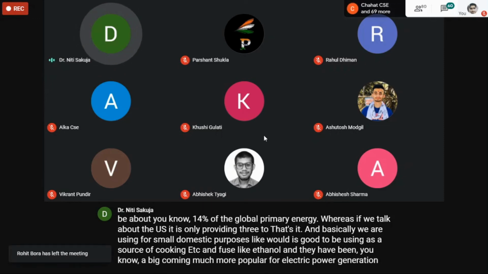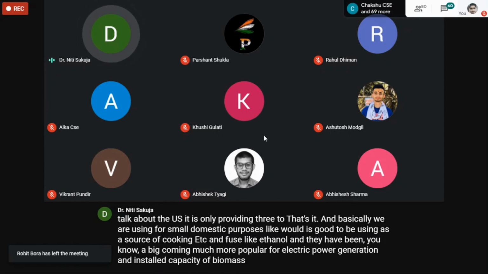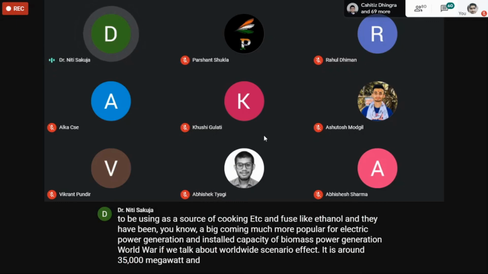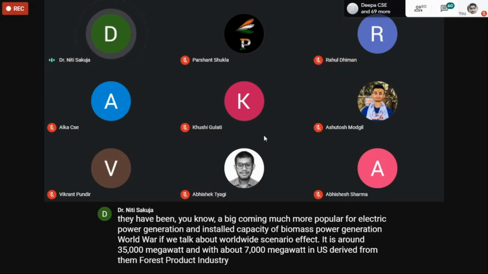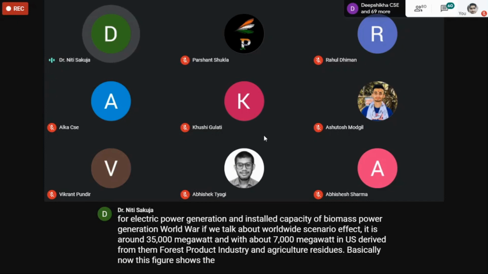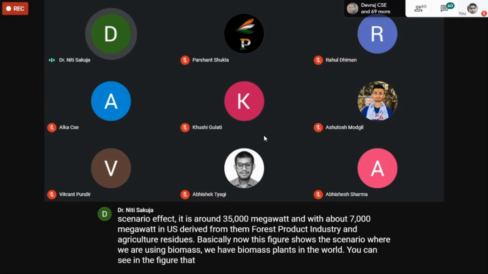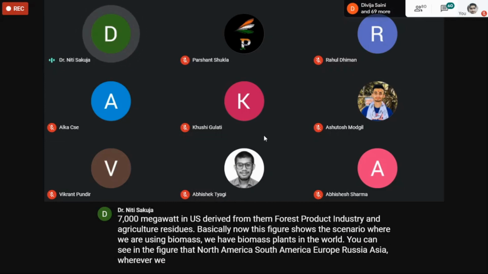The installed capacity of biomass power generation worldwide is around 35,000 megawatt, with about 7,000 megawatt in the US derived from the forest product industry and agricultural residues. Now, this figure shows the scenario where we are using biomass. We have biomass plants in the world. You can see in the figure that in North America, South America, Europe, Russia, and Asia, wherever we have these biomass energy plants, they are located by the red dots.